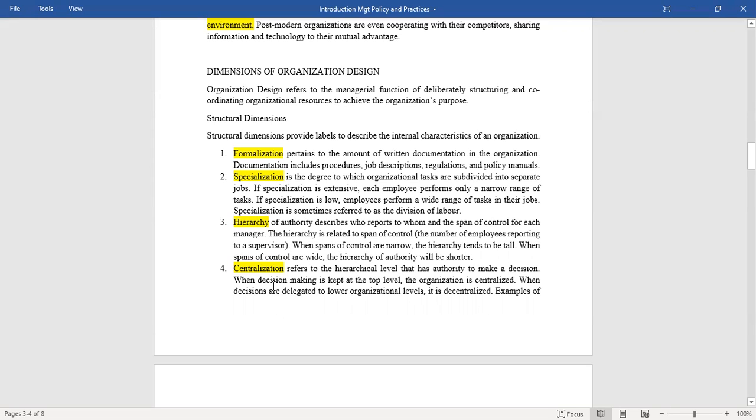Now let's come to centralization. Centralization means who is making the decision; it refers to the hierarchical authority that has the authority to make a decision. Exactly, when decision making is kept at the top level, the organization is centralized, right?